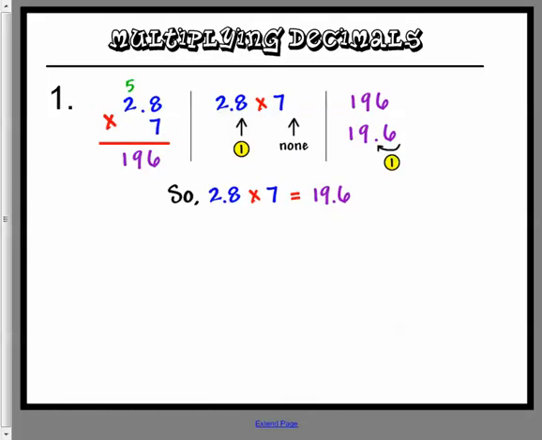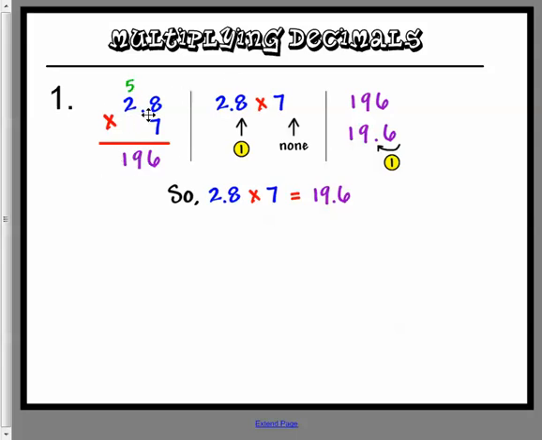Okay, to multiply decimals, we first have to think of this 2 8/10 times 7 as just 28 times 7. So 7 times 8 gives me 56. I put the 6 in the ones place and bring the 5, which represents 50, over above the 2. 7 times 2 is 14, plus 5 is 19.